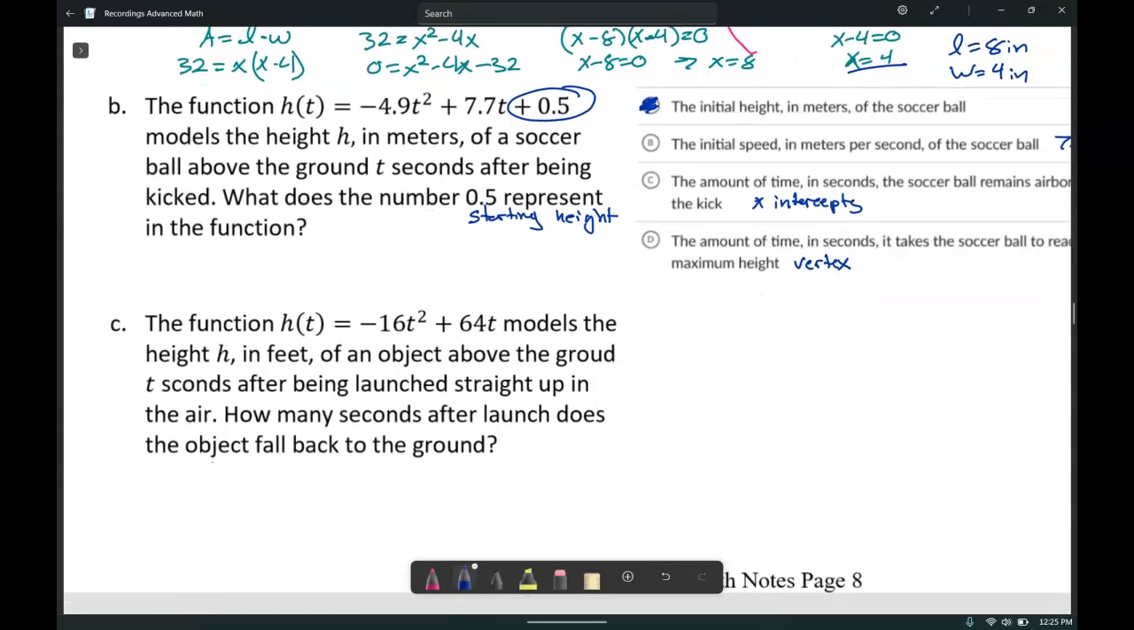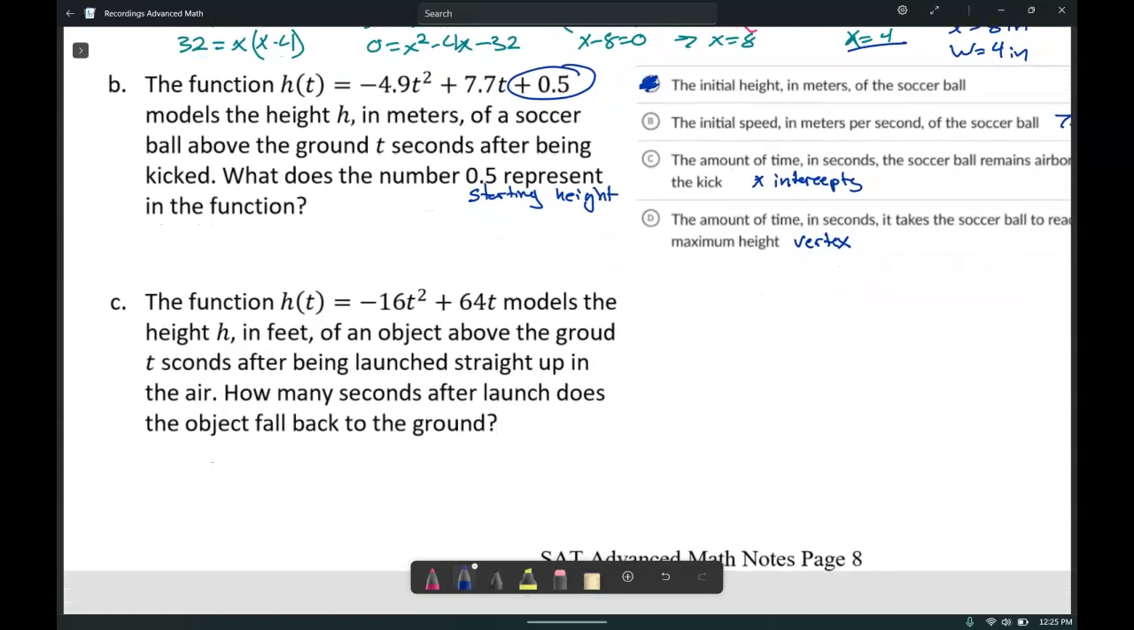The given function measures an object's height above ground t seconds after being launched straight up in the air. How many seconds after launch does the object fall back to the ground? So we want to know at what time it is on the ground. Well, on the ground, height equals 0. So we take h of t and replace it with 0. And this is again how we find our x-intercepts.